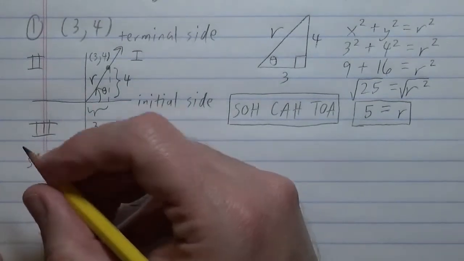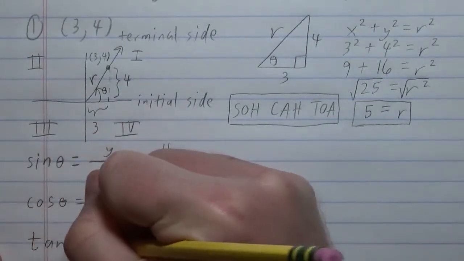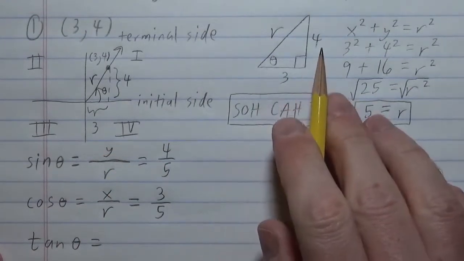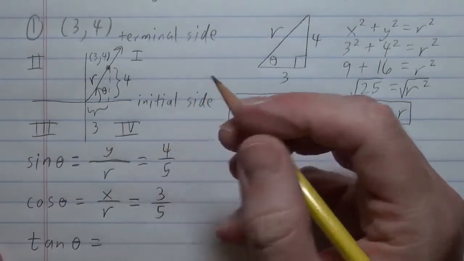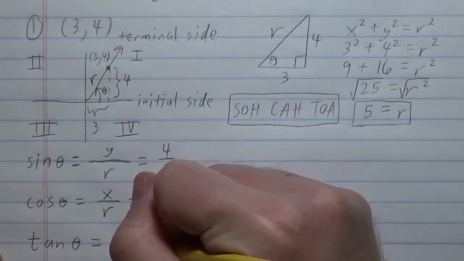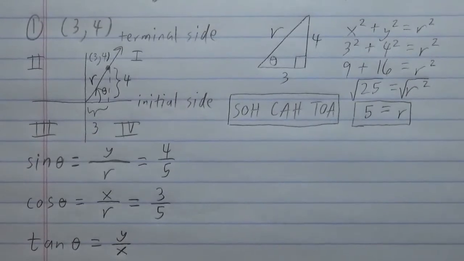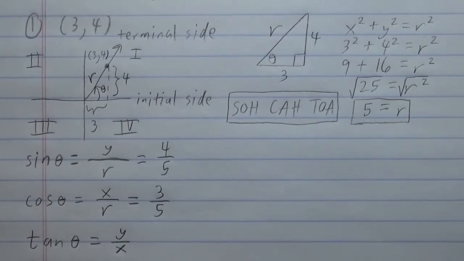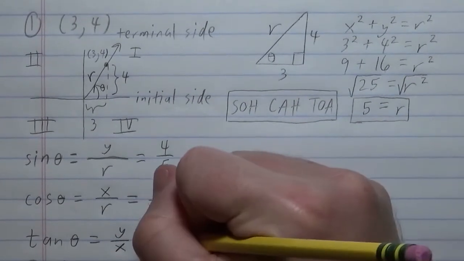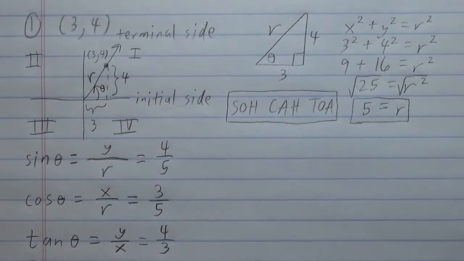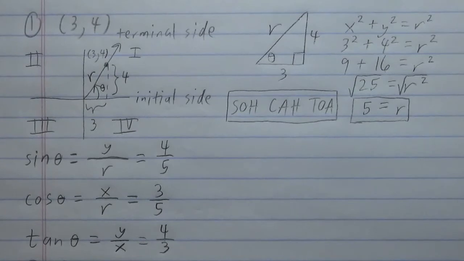Tangent of the angle is not opposite over adjacent. It's actually going to be the y coordinate over the x coordinate, which is 4/3. That's half of the 6 trig ratios. The other half are simply the reciprocals of these.